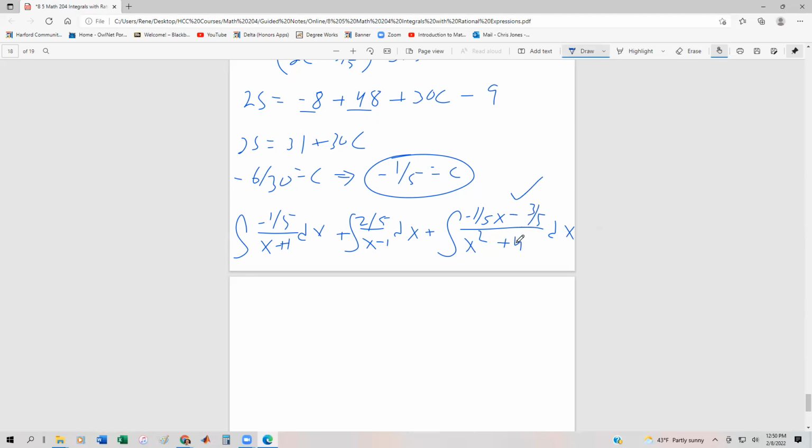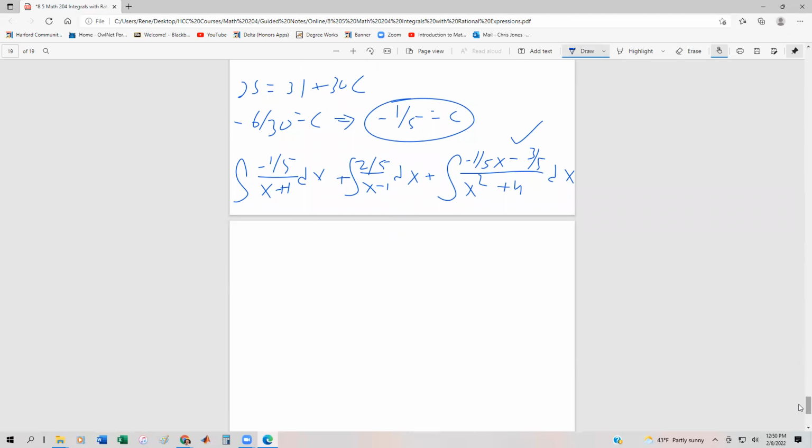It's not a U substitution. The way that we're going to have to evaluate this is to break it up into two separate integrals. So I'm going to hold on to this and this because I know what those are already. That's negative 1/5 ln absolute x plus 1, and then positive 2/5 ln x minus 1 plus c. So that's going to be part of our answer.